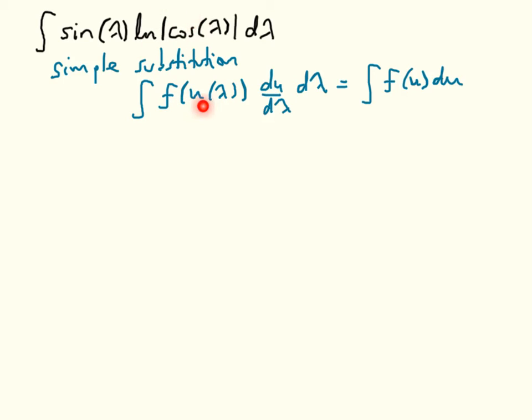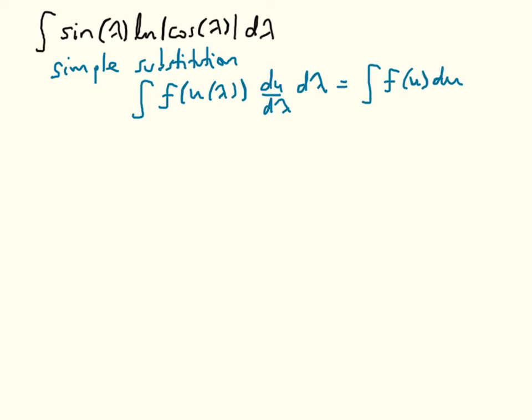cosine, that's u, of lambda, and we have this factor here, just like here, it doesn't matter which side you write it on, of du d lambda, and if u of lambda is the cosine, du d lambda is minus sine, so we just put in a minus sign here and a minus sign in front. We have exactly this format.